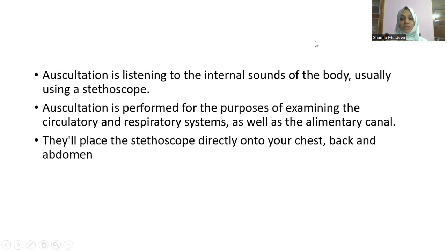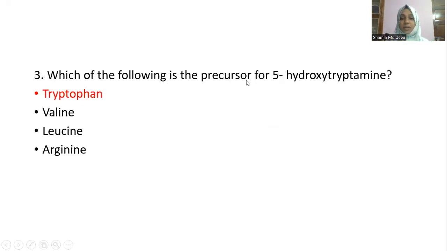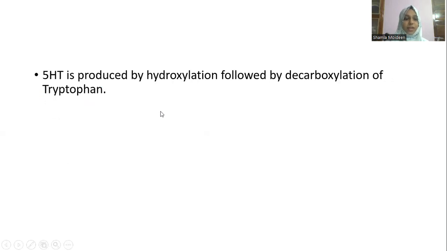Okay, moving to next question. Which of the following is the precursor for 5-hydroxytryptamine? The options are tryptophan, valine, leucine, arginine. The answer is tryptophan. 5-HT is produced by hydroxylation followed by decarboxylation of the amino acid tryptophan.